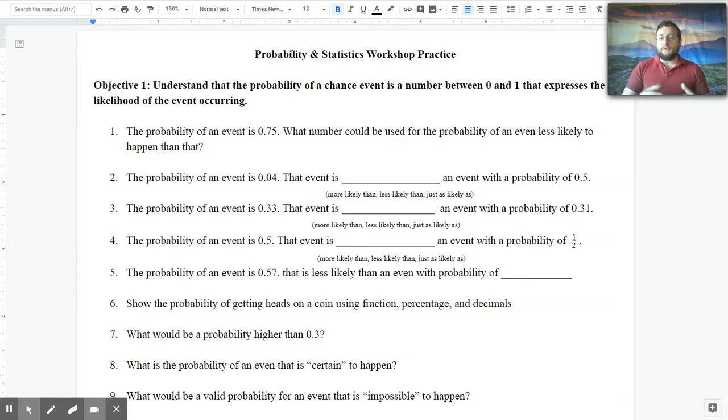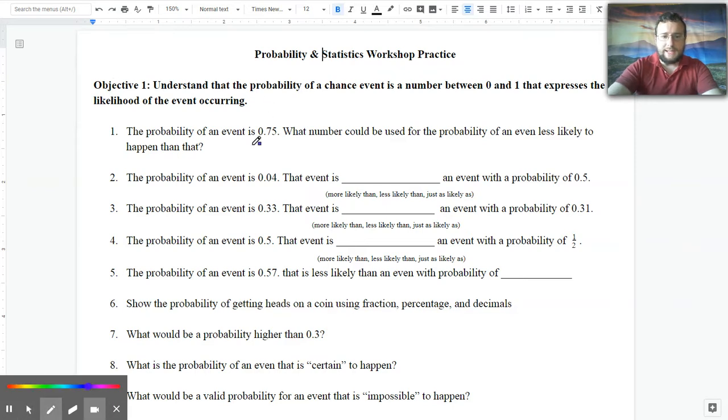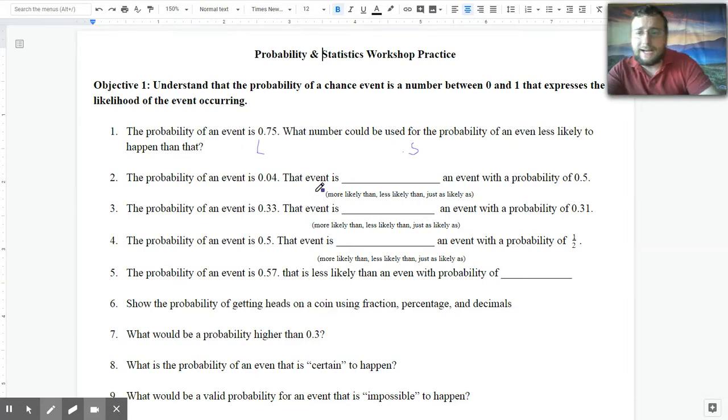So what number could be used for probability that's even less likely to happen than that? Well, it would be anything that's below 0.75. So 0.5 could work, 0.3 could work, anything like that. Okay? So that's the first one. Again, this is a likely event, but a less likely event would be something like 0.5 or 0.3 or even 0.74999999. Anything smaller than 0.75 would work.